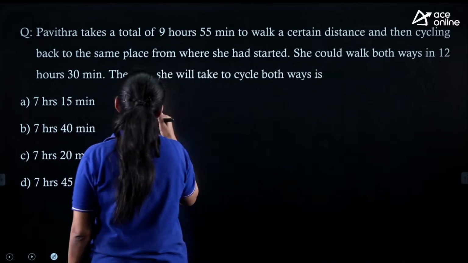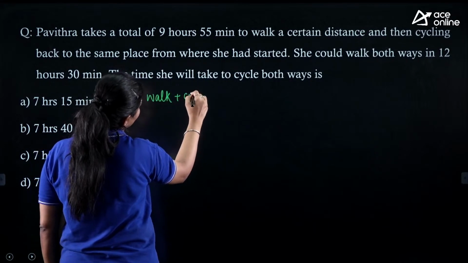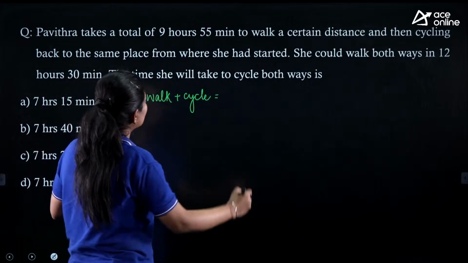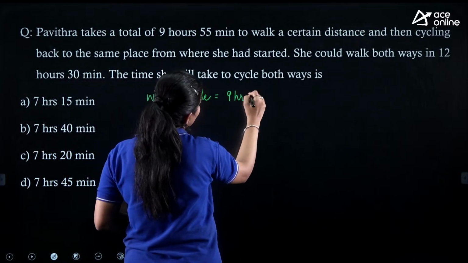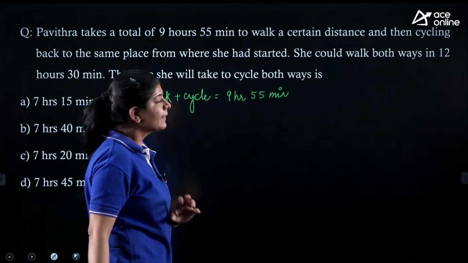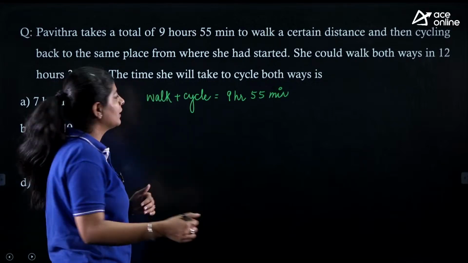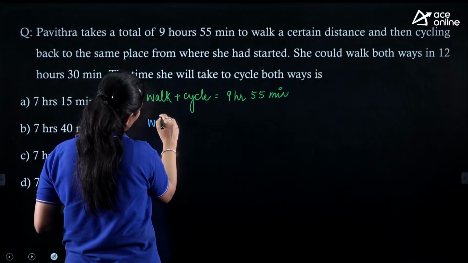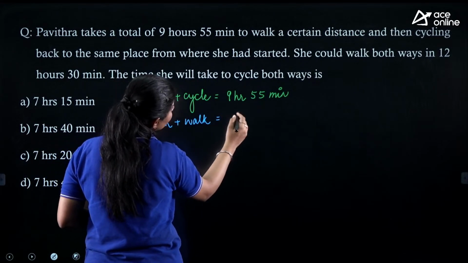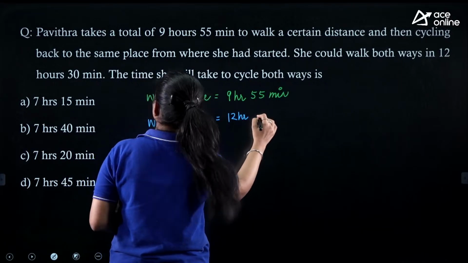So the question is saying that if we are having an equation like walk plus cycle, the total time taken by her is 9 hours and 55 minutes. Now the question is saying that if she walks both ways, going by walk and coming by walk, she takes a total time of 12 hours and 30 minutes.